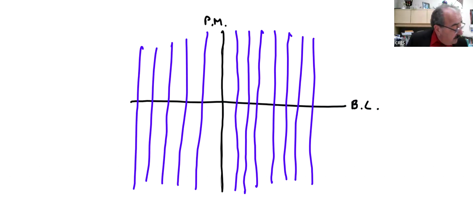Now, parallel to the baselines, every 6 miles, there's a strip of land going east and west. These are called ranges. These are also 6 miles wide.